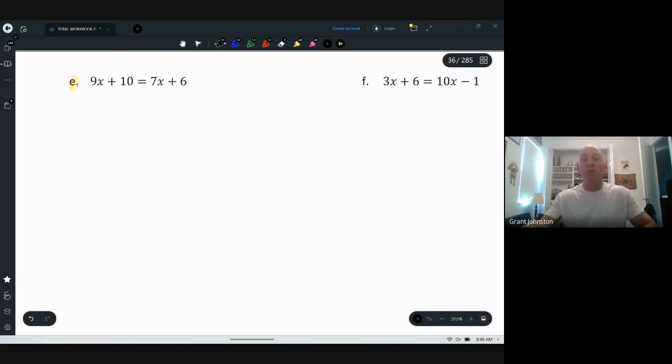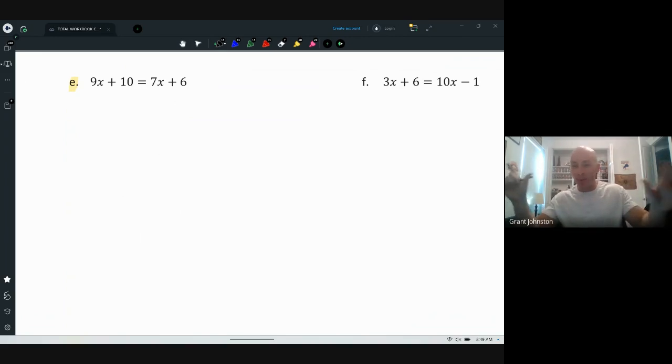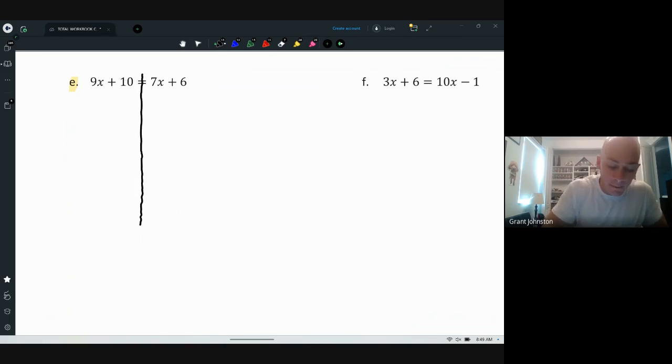E is unique because we have x's on both sides. So now we have x's in multiple places on both sides. What we need to do is get x over to one side. Maybe I'll draw this vertical line again. I need to get x over to one side. I can't solve for x with x's on both sides, and I can't combine them either. I can't just do the 9x plus 7x and get 16x because they're on different sides of the equals. Which side do I even put it on? Would it go on the left side or the right side?